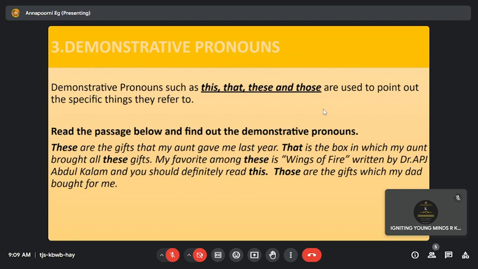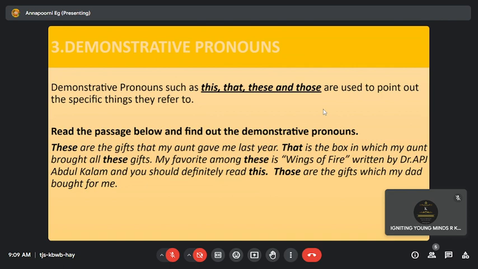Okay, fine. So now let's read the passage below and find out the demonstrative pronouns. These are the gifts that my aunt gave me last year. That is the box in which my aunt brought all these gifts. My favorite among these is Wings of Fire, written by Dr. APJ Abdul Kalam. And you should definitely read this. Those are the gifts which my dad bought for me.